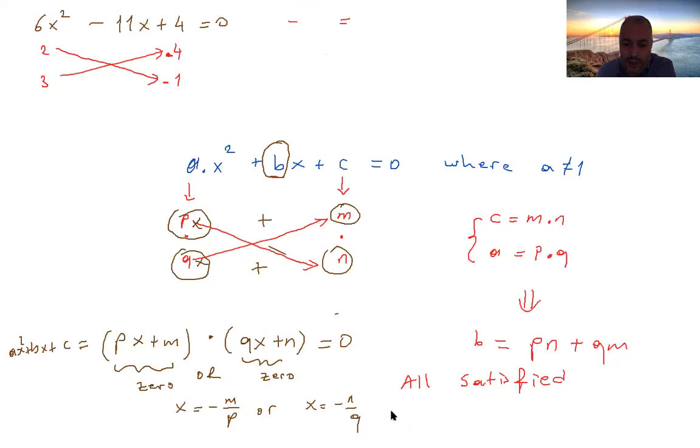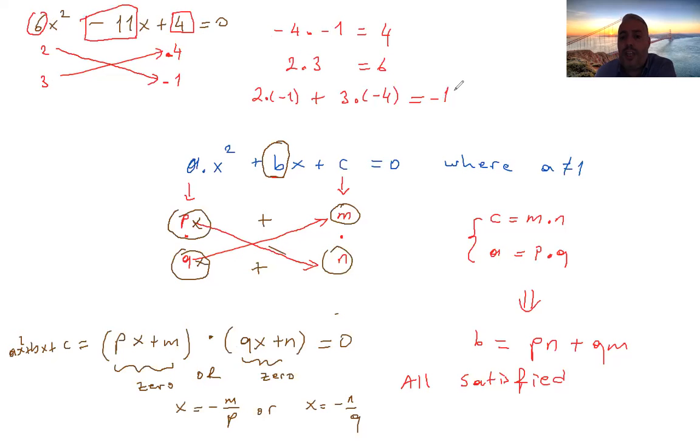Can you see the whiteboard clearly? You see everything? Yes. Now, what am I going to do? Negative 4 times negative 1 is equal to positive 4. So this is satisfied. And 2 times 3 is equal to 6. This is also satisfied. Now cross product: 2 times negative 1 plus 3 times negative 4 must be equal to negative 11.